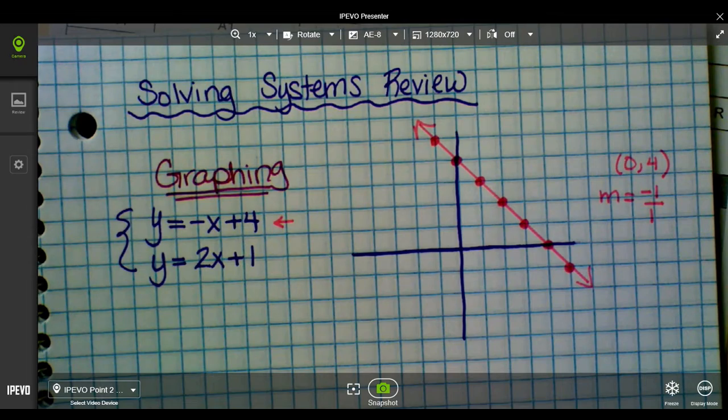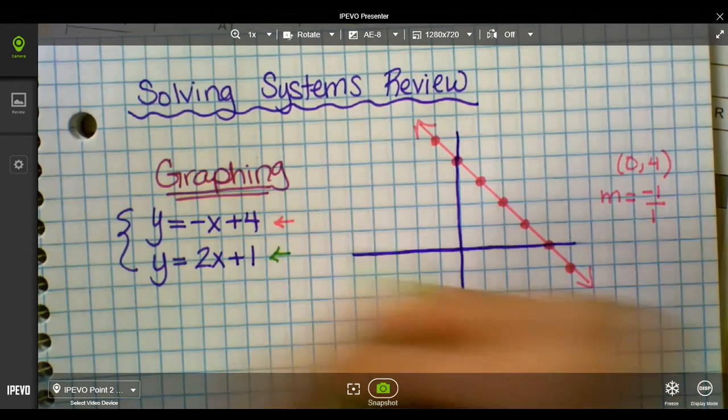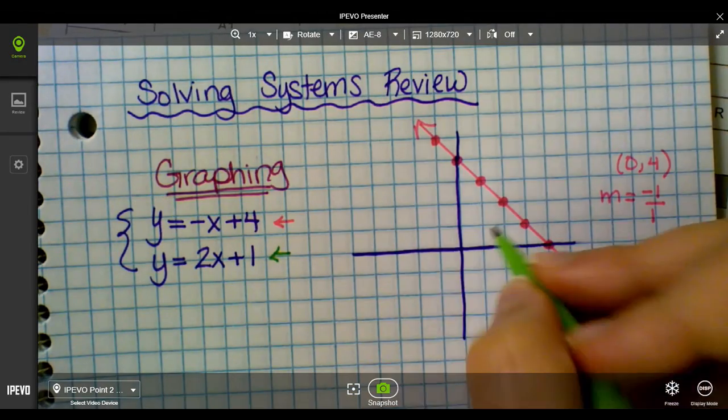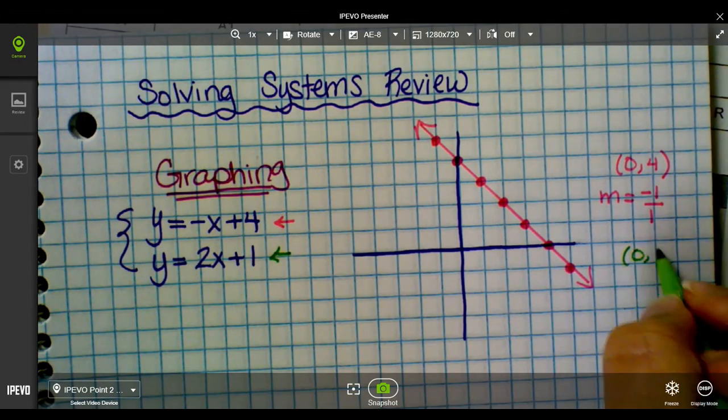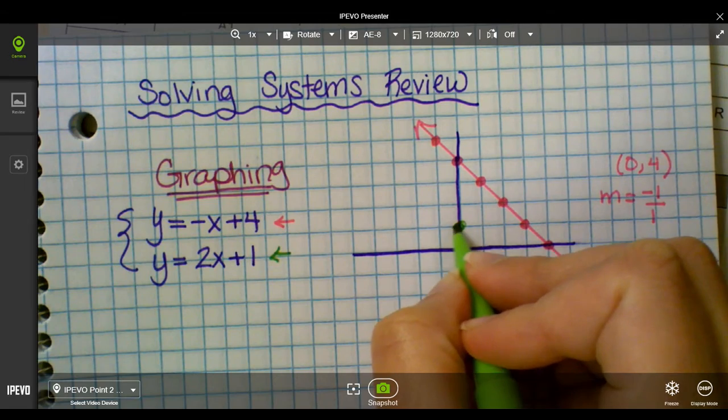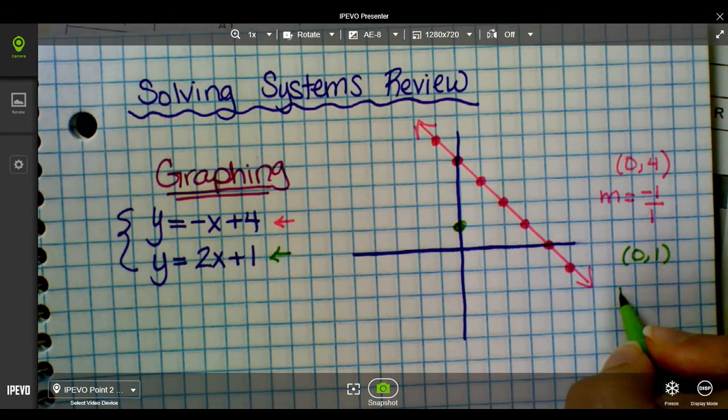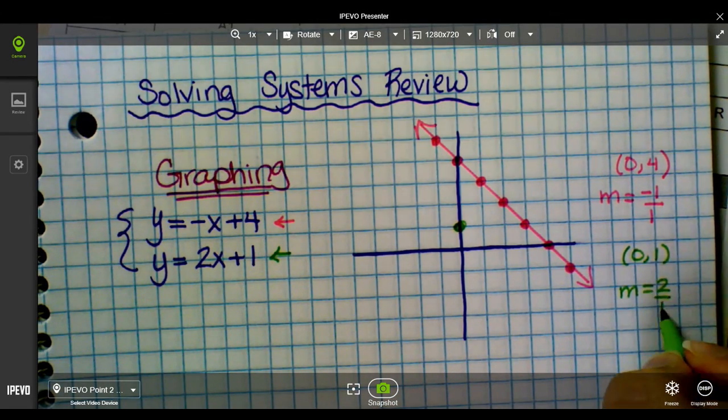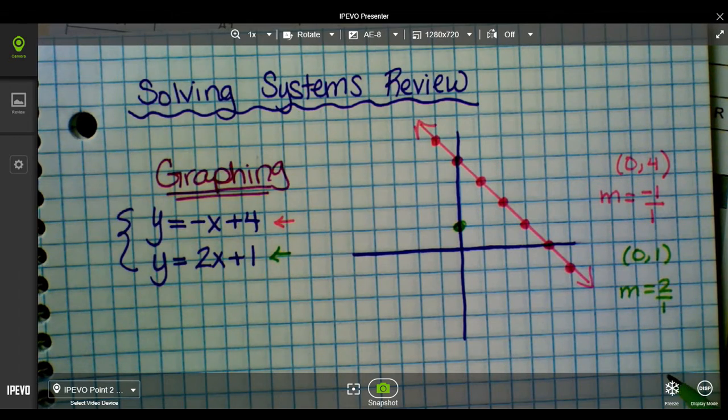Okay. And then I'm going to move on to my next line. For this one, I'll graph it in green. You want to start at 0, 1. That's your y-intercept for this one. So I'm going to start right here. And my slope for this one is going to be 2, or if you want to write it, 2 over 1. That means I'm going to go up 2, since my slope is positive, and always to the right 1.